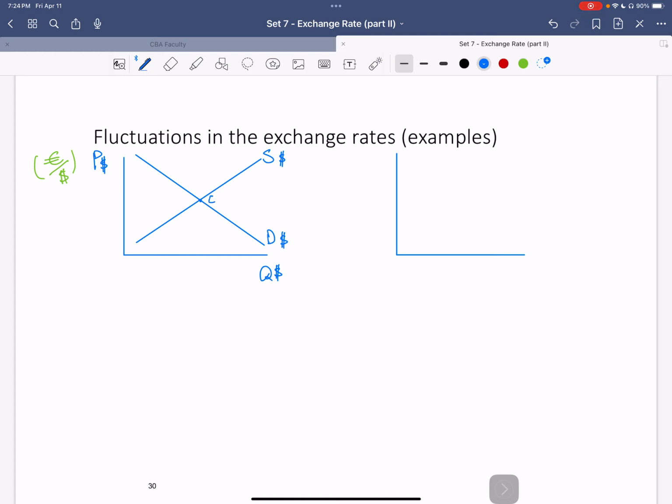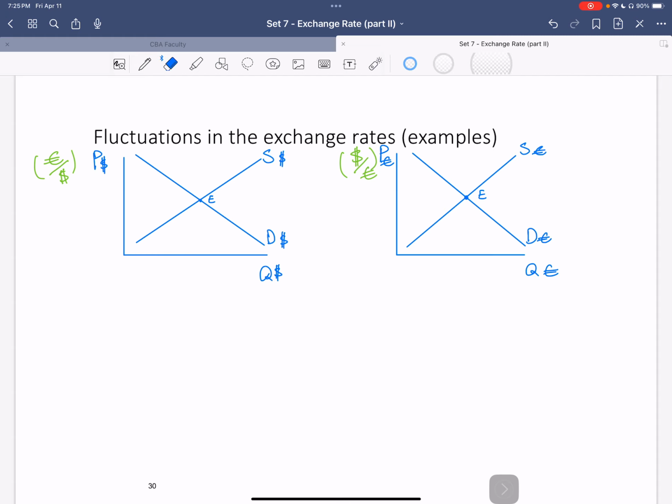Just like any other market, we have this equilibrium point. We also have market for euro. So we have supply of euro, demand for euro, quantity of euro, price of euro here. This is going to be dollar per euro. The unit is dollar per euro, and we have the equilibrium point in this market. Okay.